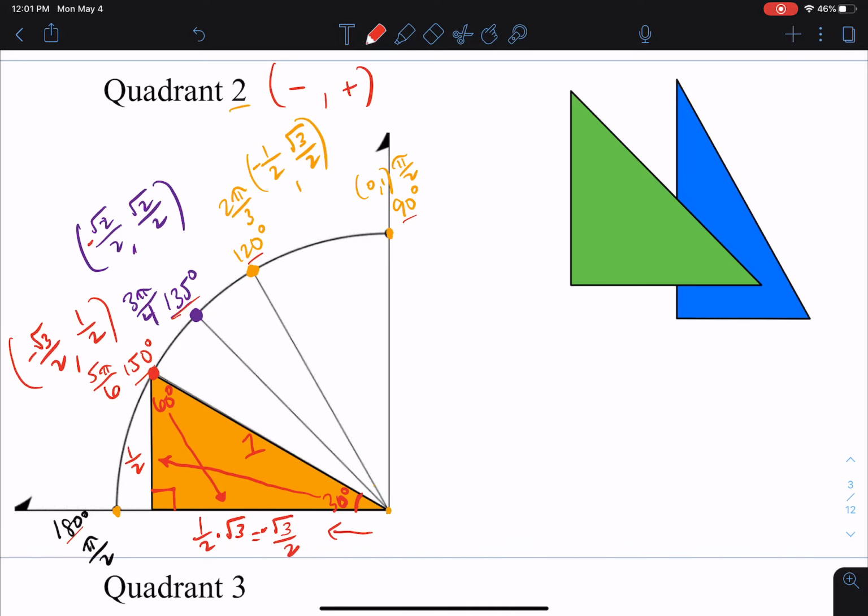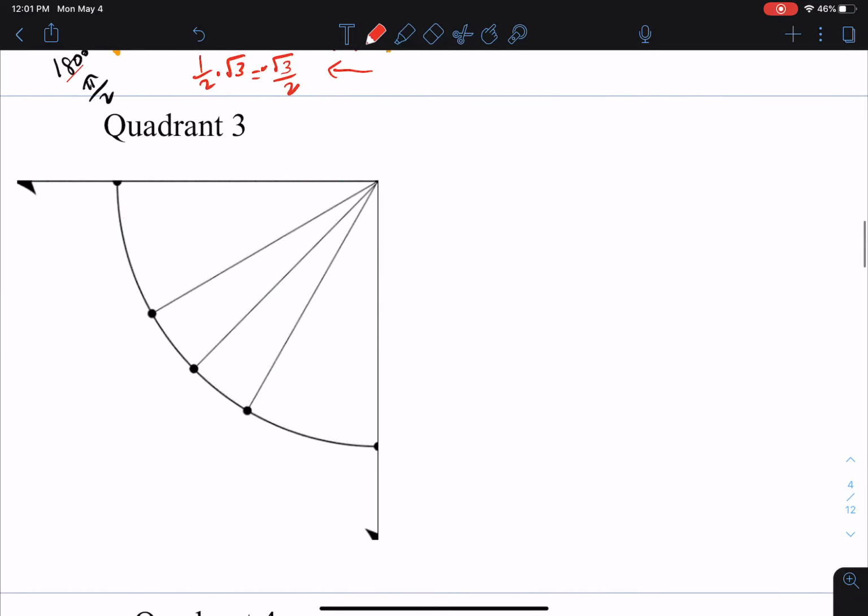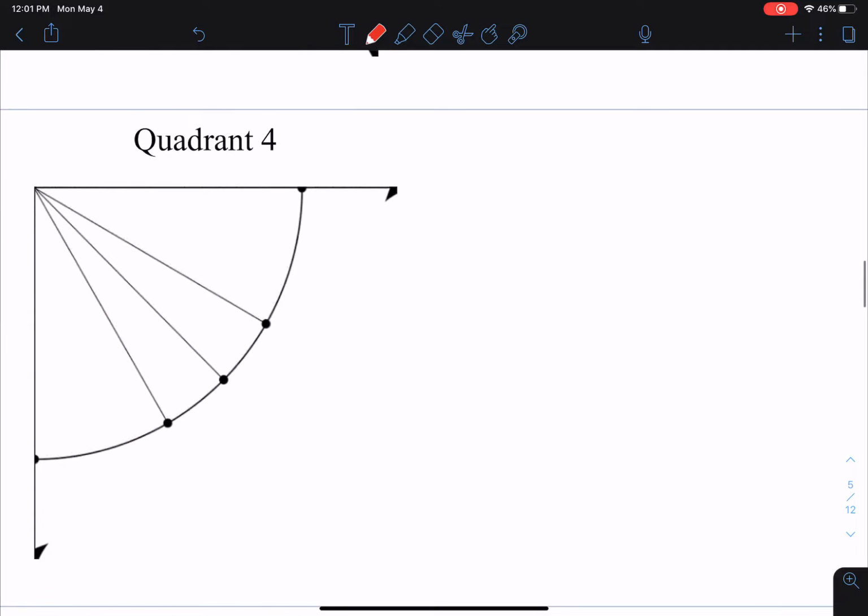Just like in quadrant 3, which we're going to do in a second here. In quadrant 3, I'm going left and down, so both coordinates, every single coordinate here, here, and here, are going to be negative. In quadrant 4, here, here, and here, x is positive, and down is negative.